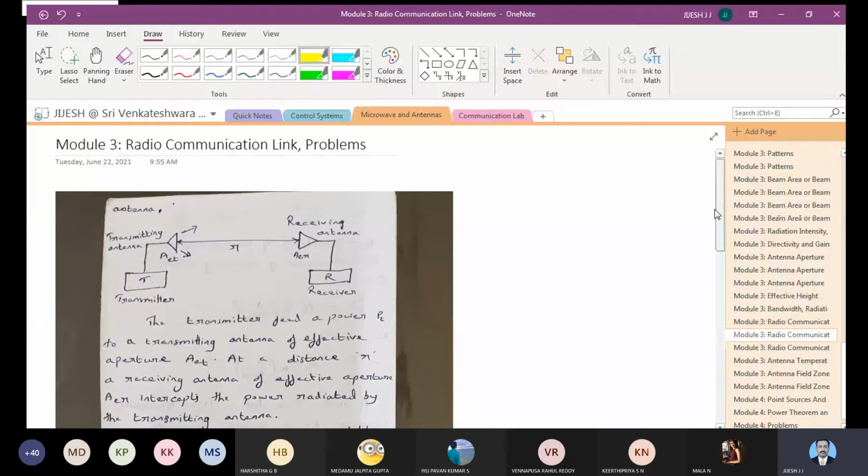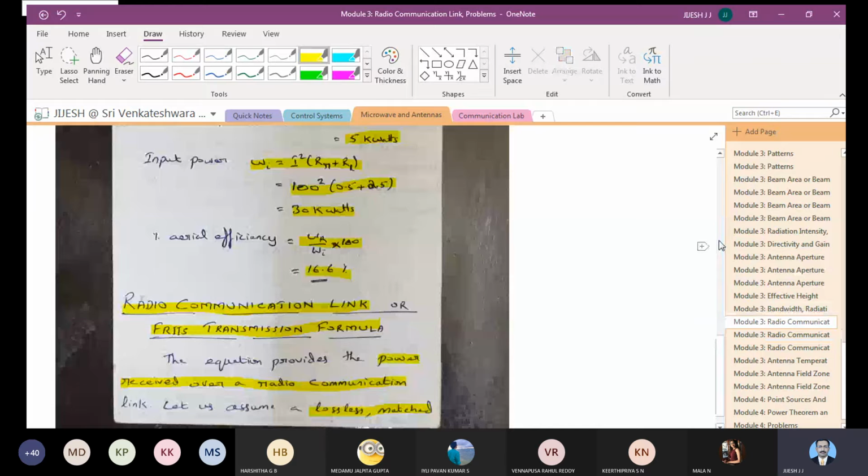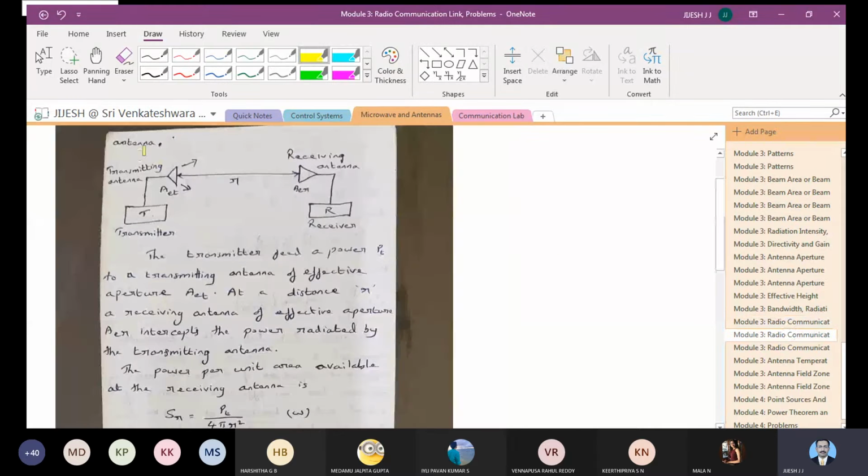So you can draw this figure, where we assume a lossless matched antenna. As I have already explained, this is the transmitting antenna and this is the receiving antenna. The distance between the transmitting antenna and the receiving antenna is r.